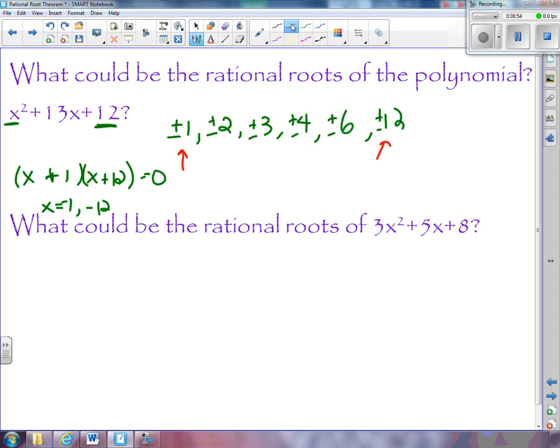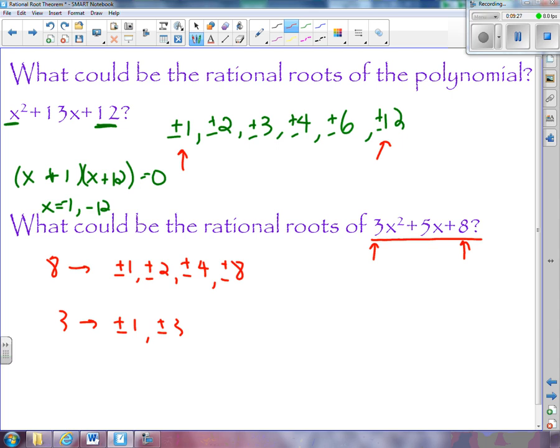So here we're trying to find what could be the rational roots of this polynomial. It's always factors of this guy over factors of that guy. So our numerator would be factors of 8. Factors of 8 are plus or minus 1, plus or minus 2, plus or minus, oops, not 3, that's 7, 4, plus or minus 8, over the factors of 3, which is just plus or minus 1 and plus or minus 3. So all we're doing is taking the top guys and dividing them by the bottom.